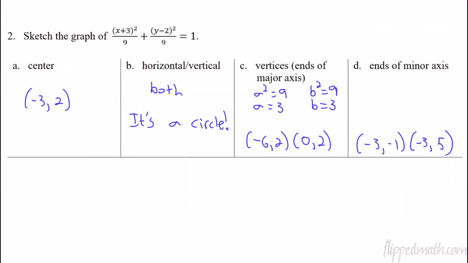So let's take a look at what you got. This one was actually a tricky one because it was a circle. Hopefully you recognized as you were working through this that it was a circle, that a squared and b squared, there's no difference between the numbers. So since neither one of them is larger than the other, it can't be horizontal or vertical. And then that means there's not really vertices or ends of major axis, minor axis. It's like they're the same thing. So you just add 3, subtract 3 from the center, both up and down, left and right. So that gives you all these different coordinate points.